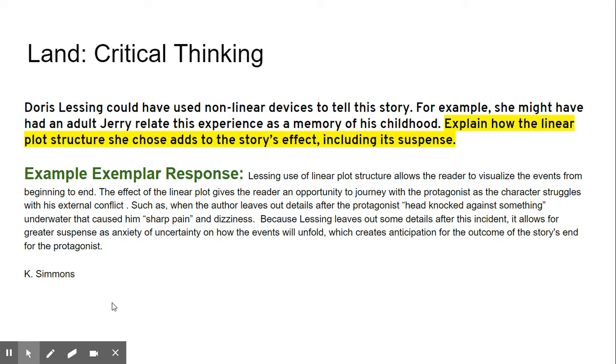So, at the end in Schoology, you will have this critical thinking question. You will craft your own response and use my exemplar response to help guide you when you're creating your response. Remember, Through the Tunnel is written in linear plot structure, and you need to analyze and critically think what would have been different had Lessing chosen to put the story in nonlinear plot structure.